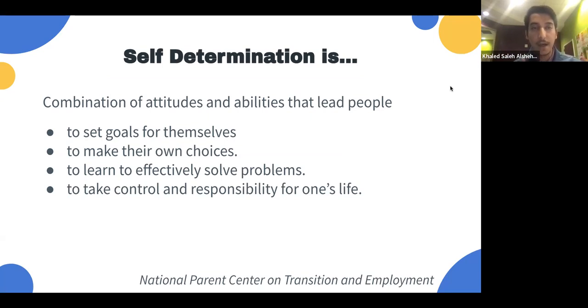Here, the definition, I just divided into some points. As I say, it's a combination of attitude and ability that leads people to set goals for themselves, to make their own choices, to learn to effectively solve problems, and also to take control and responsibility for one's life.